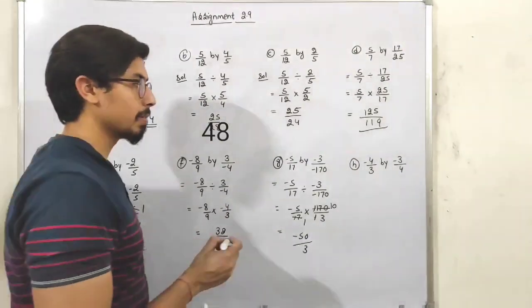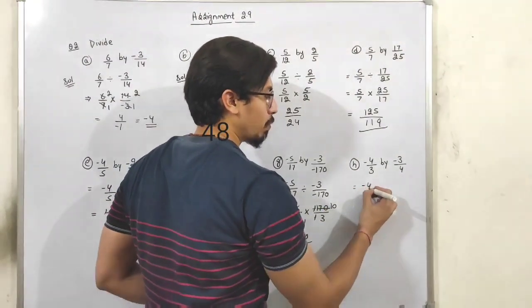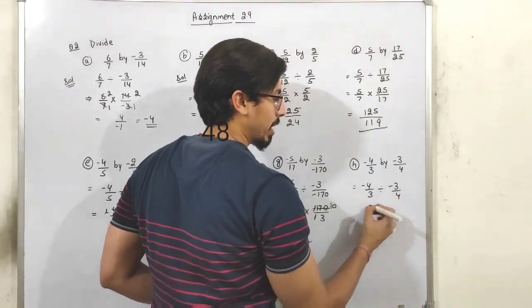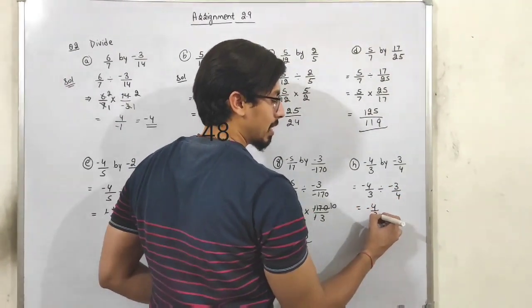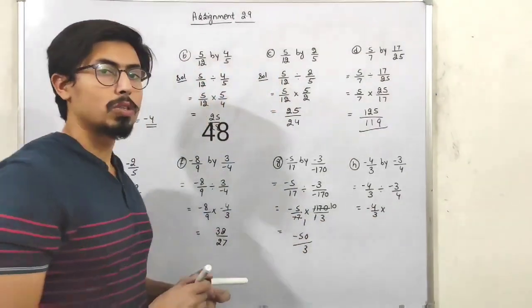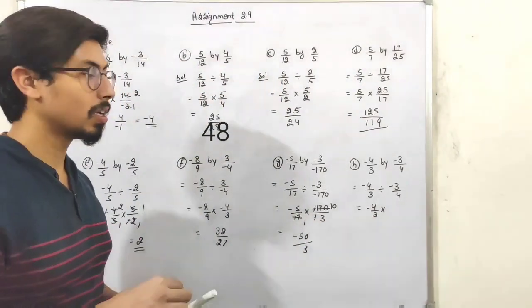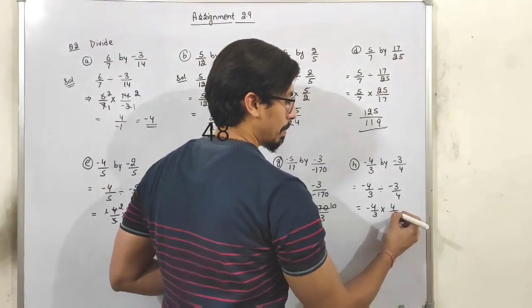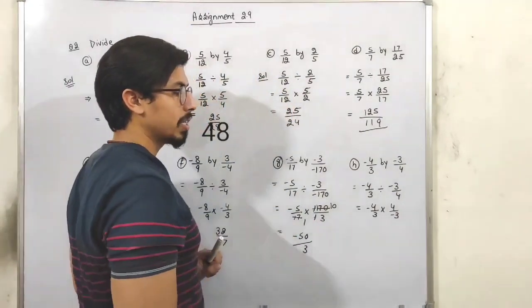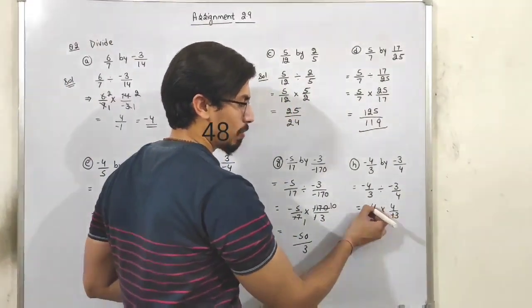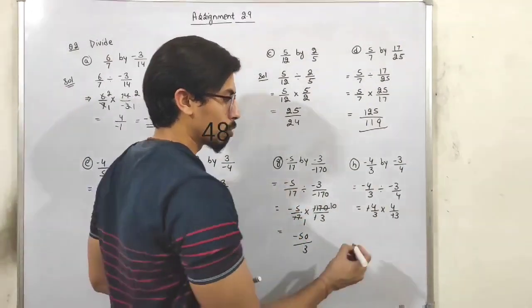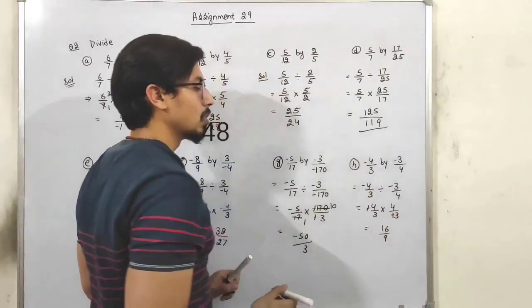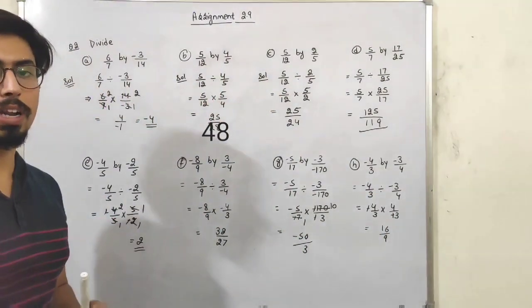Now in our last part, we have minus 4 by 3 divided by minus 3 by 4. Okay. So minus 4 by 3 as it is, multiplication sign. So just reciprocate minus 3 by 4. So it will be 4 by minus 3. Okay students. See, this minus is getting cancelled with minus. Others will be same. So 4 4s are 16. 3 3s are 9. So 16 by 9 is our required answer. Okay.